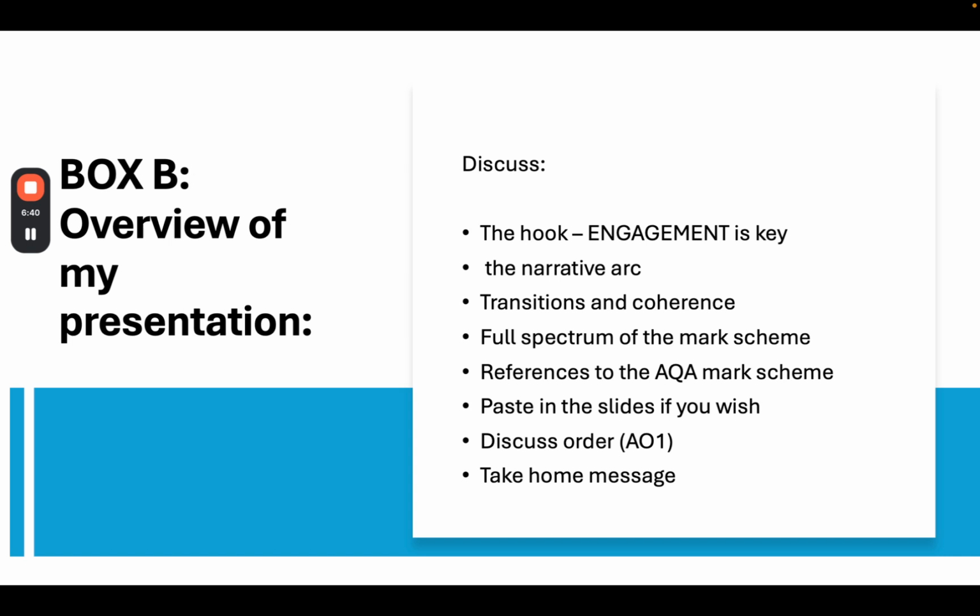Remember that Project Q is there to convince the examiner that you're thinking about things very carefully and to give them the backstory that they'll need to understand the complexity of your project. I would discuss things like engagement as the key thing, the hook that you're going to use. What's your narrative arc? What do I mean by that? What's your through line, your story?